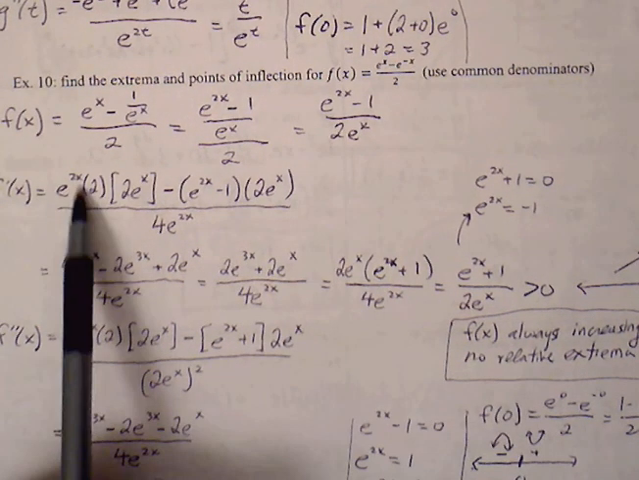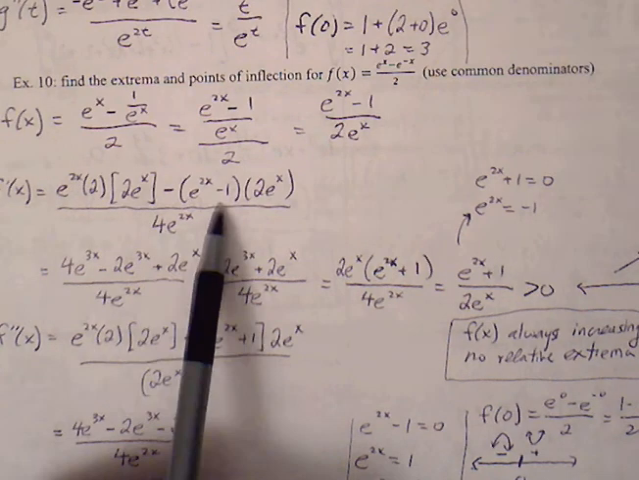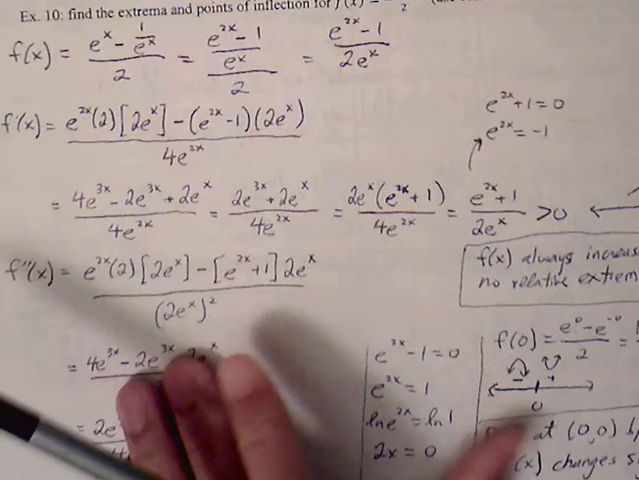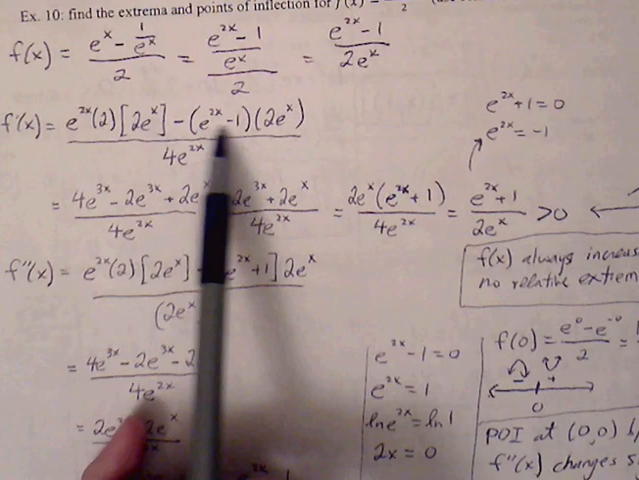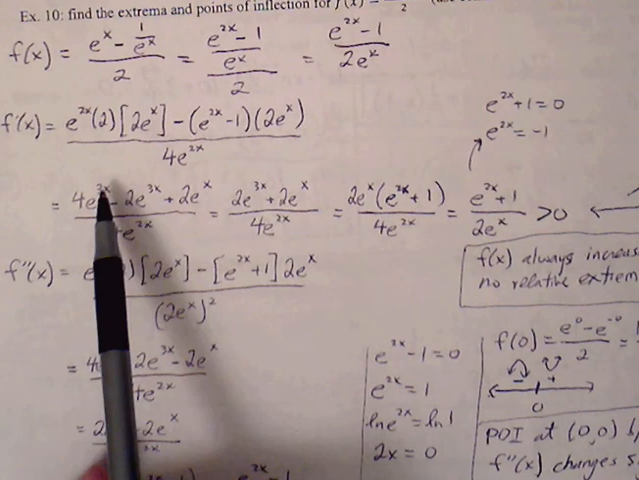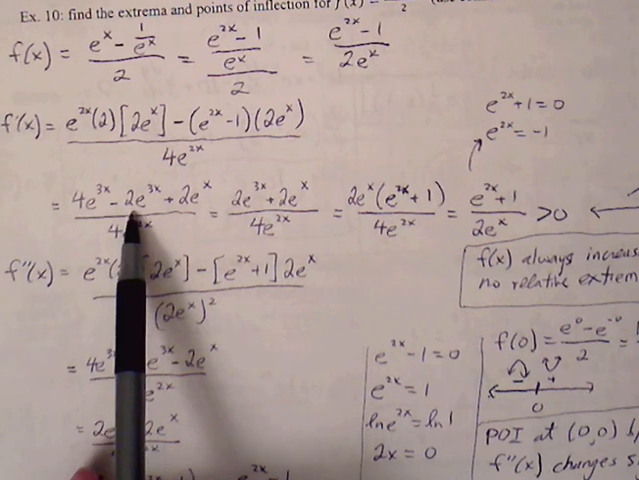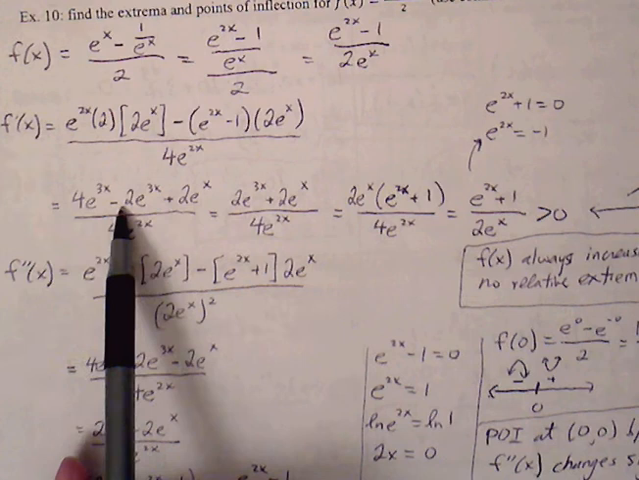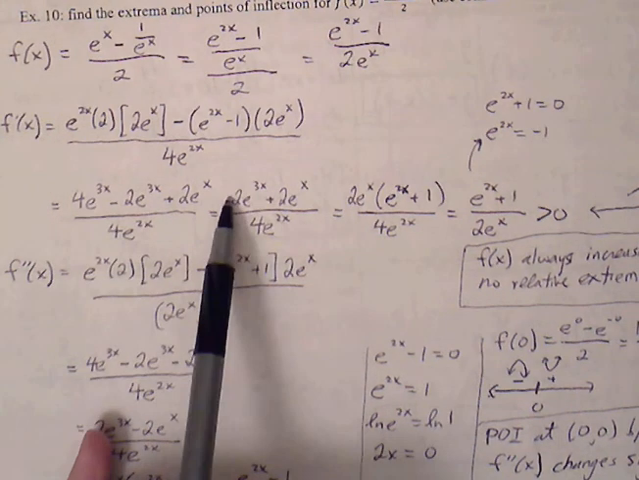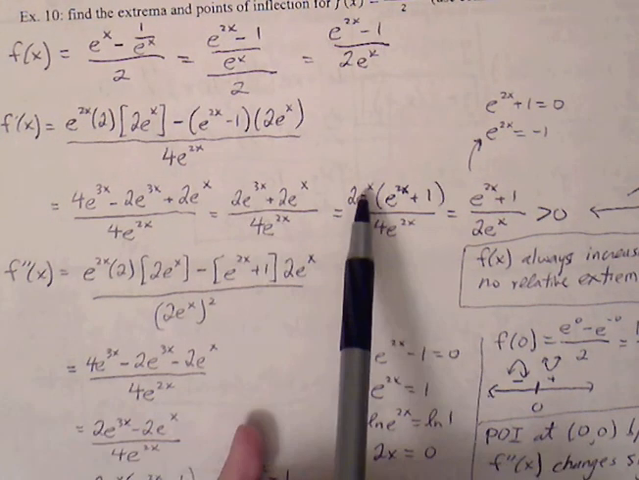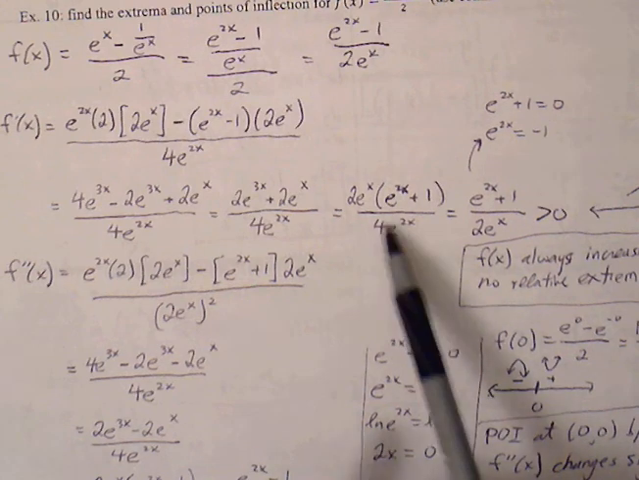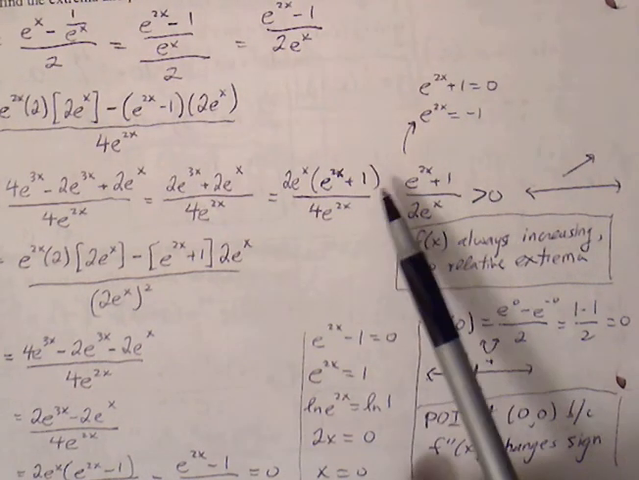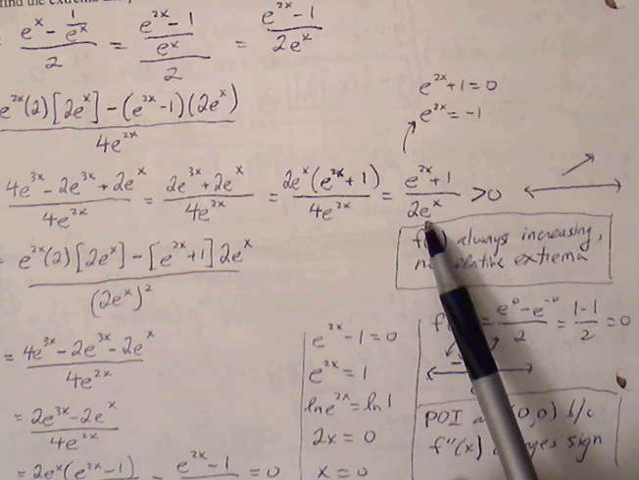So f prime g minus f g prime all over g squared. Expand the numerator to combine like terms. We get 4e to the 3x minus 2e to the 3x plus 2e to the x. These two combine like terms. We can factor the e to the x out. Once we have that, we can cancel with the denominator e to the 2x. So we're left with e to the 2x plus 1 all over e to the x.